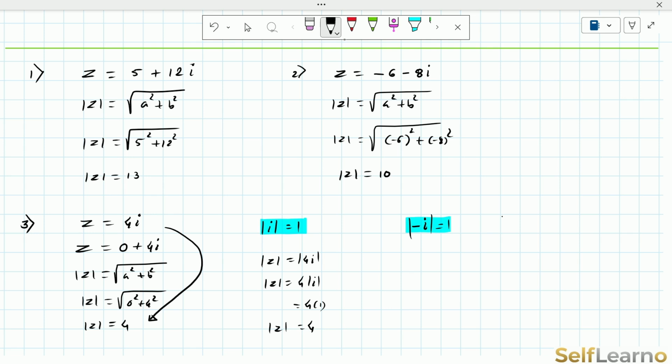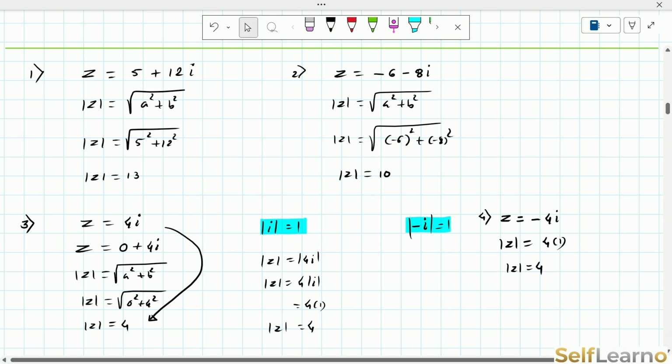I want to find the modulus of z is equal to negative 4i. Easy. Modulus of z. The modulus of a negative number becomes positive. So modulus of 4 is 4 and modulus of i is 1. So you can write this answer directly. Modulus of z is 4. Not a difficult task at all.